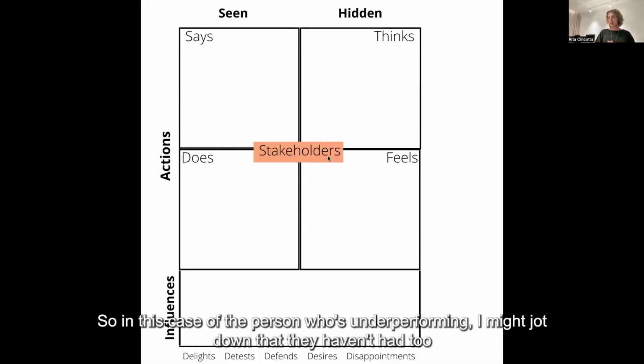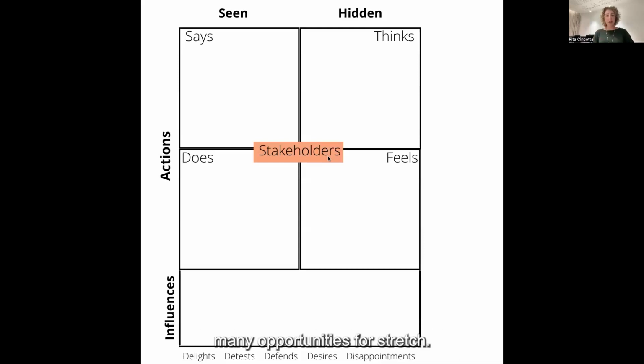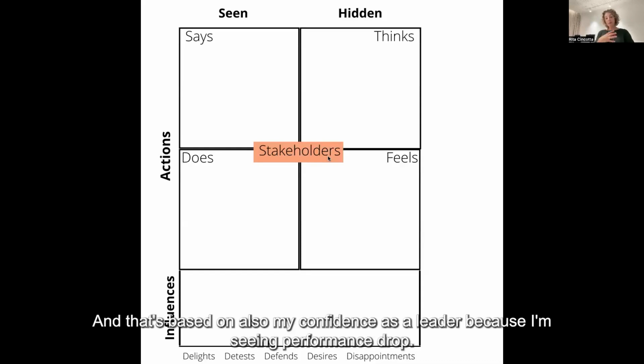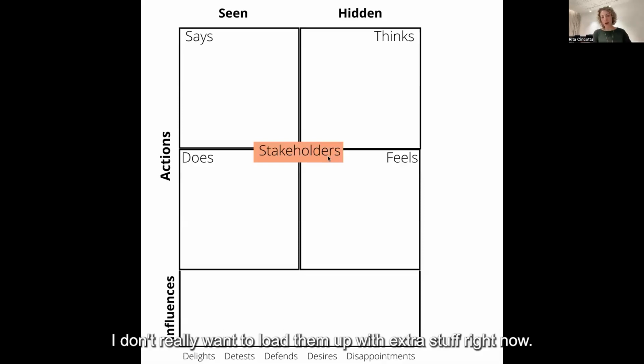So in this case of the person who's underperforming, I might jot down that they haven't had too many opportunities for stretch. And that's based also on my confidence as a leader, because I'm seeing performance drop. I don't really want to load them up with extra stuff right now. So I'm thinking that they're not going to like that too much. It's probably going to be in that detest category. They're not going to like that they're not being stretched very much.